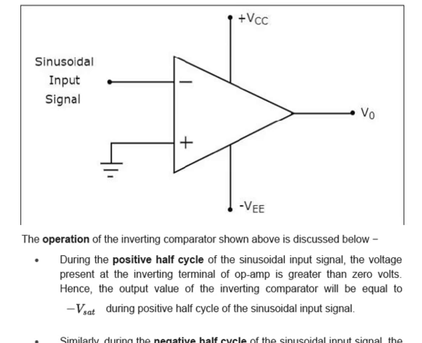The operation of this circuit is as follows: during the positive half cycle of the sinusoidal input signal, the voltage present at the inverting terminal of the OPAMP is greater than 0 volt. Hence the output value of the inverting comparator will be equal to minus V saturation during the positive half cycle of the input signal.